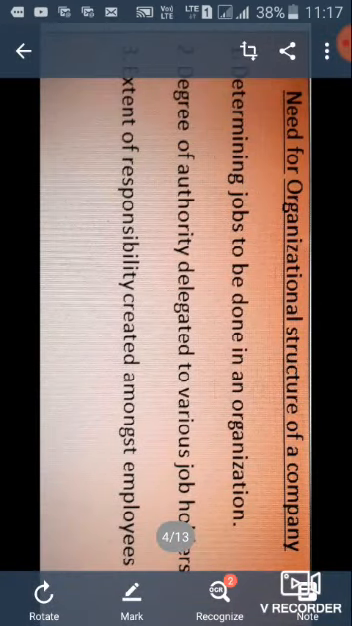What is the need of organizational structure? Why is it needed? To determine the jobs to be done. Degree of authority. Authority here is power. Degree of power to be allocated to which employee. Extent of responsibility to be given to which employee. So in order to decide all this, we need to have an organizational structure.